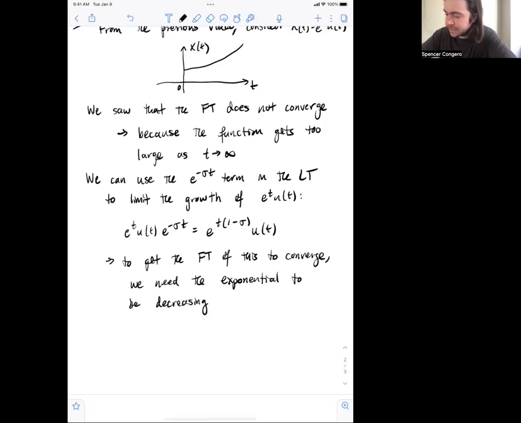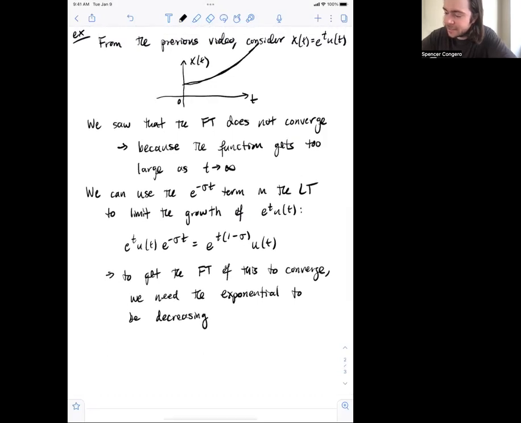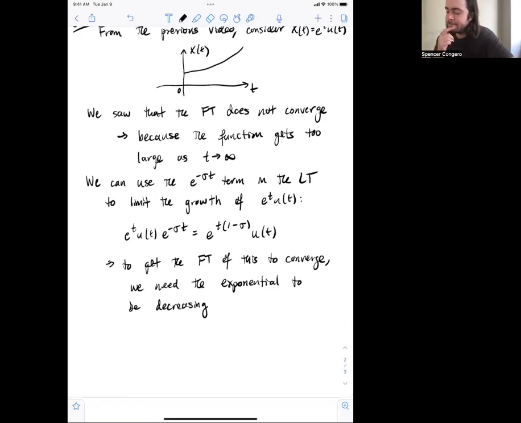Right? We need it to be decreasing. Otherwise, the same logic will apply. As long as this exponential is increasing, it's growing too fast. We need it to look something like this, right? Some decaying exponential. Then we know we can take the Fourier transform of that function. We did it in the last video. Okay, or we've seen it before anyway.